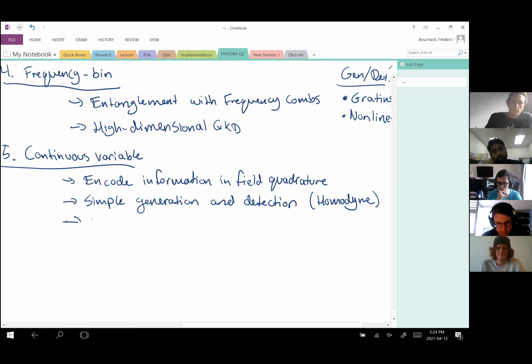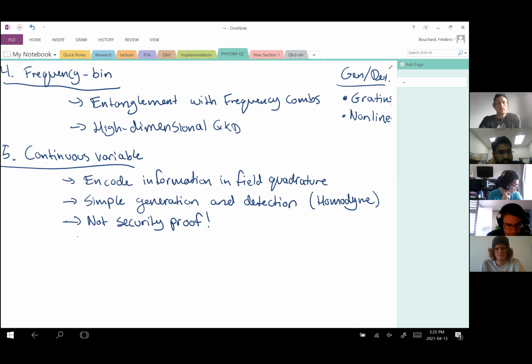One of the problems is there's no security proof. So although people think it's secure, there's still no security proof for this. All the other discrete variable protocols have security proofs, but not this one. Other problem is loss tolerance. Since you're encoding the information in the quadratures, if you have loss, that's actually changing your quantum state directly. So loss tolerance is probably somewhere less than 20 dB. So it's less tolerant to loss.